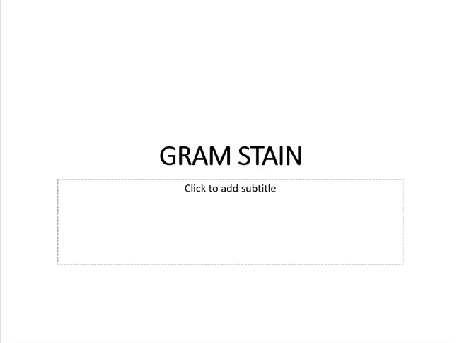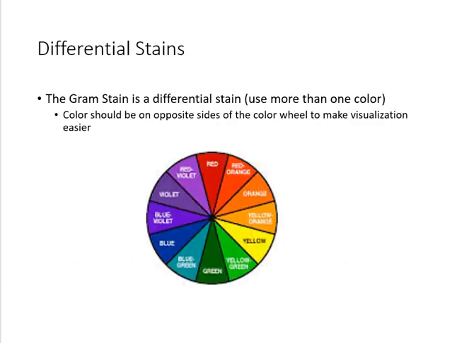Okay, now we're going to go through the Gram stain lab. All right, you'll be watching a video on this. But Gram stains are the most popular stain we use in the lab. It is a differential stain, meaning that we use more than one color to differentiate something.